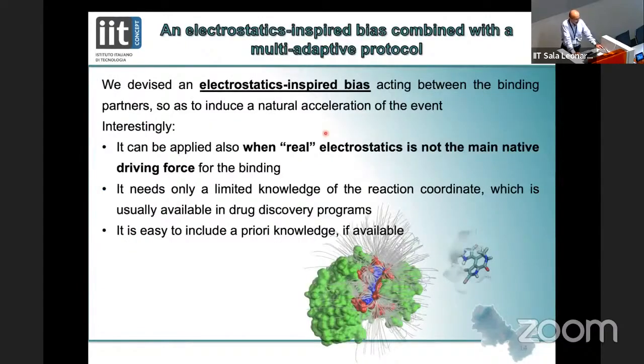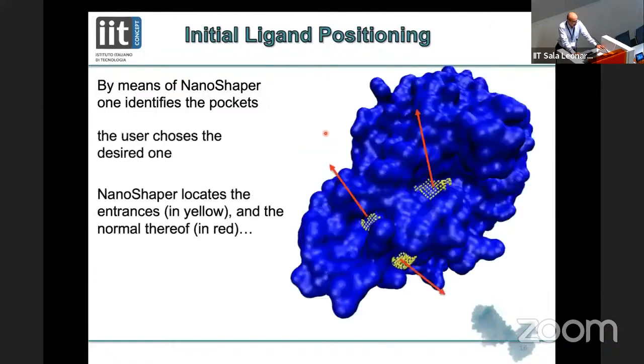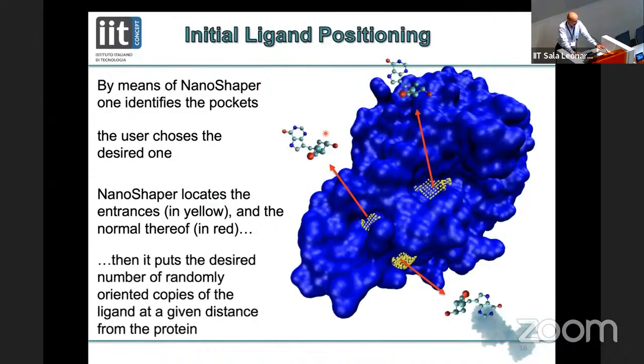So going back to when I was saying that with electrostatics you can observe very many interesting phenomena, you can accelerate them. So I will briefly show you a few examples of this. This is what we call the MD binding approach. I will go very quick. So by means of NanoShaper, you identify the pockets, then you can also identify the exit regions of the pockets. You can place ligands a little bit out of their entrance.